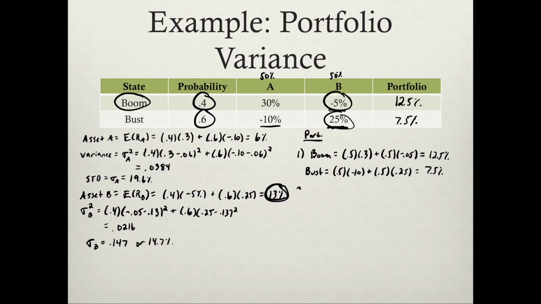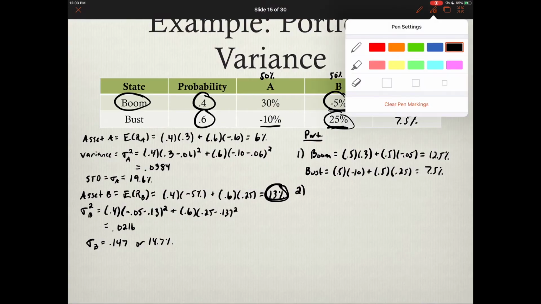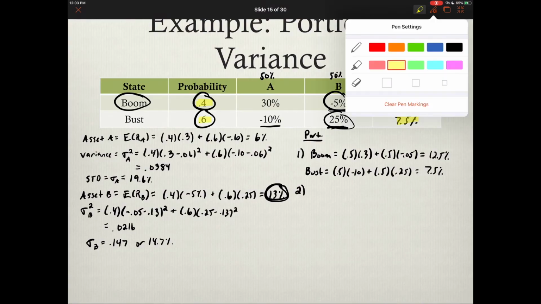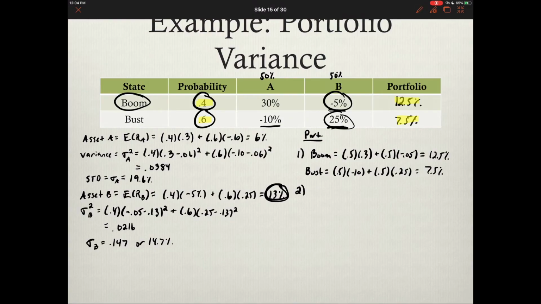Step two, and you can go back to these steps if you're confused or anything, step two then is compute the expected return of the portfolio. Now we start to use these probabilities. So probabilities and returns. You calculate the expected return the same way you would for an individual security, except here we are calculating the expected return of the portfolio.